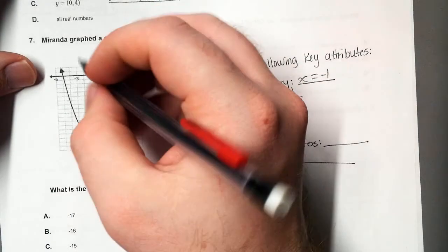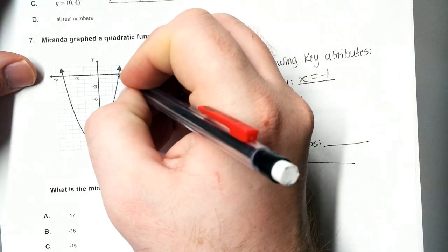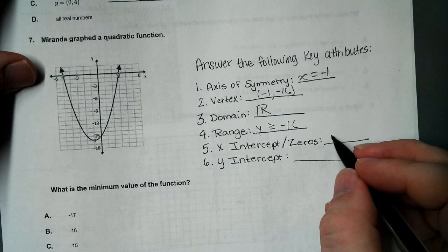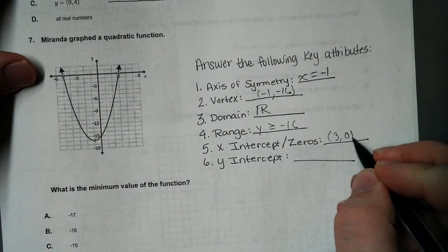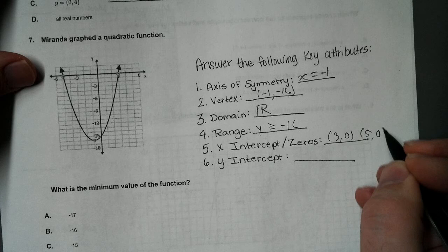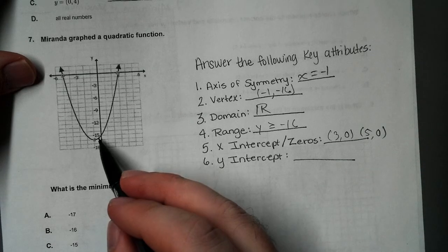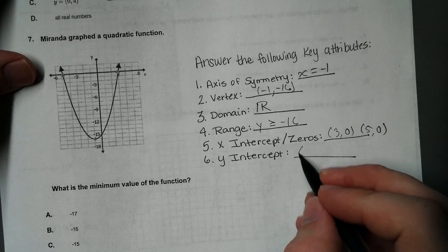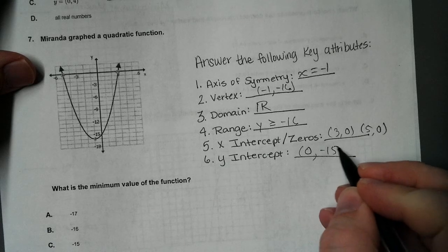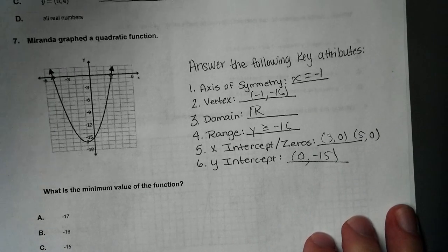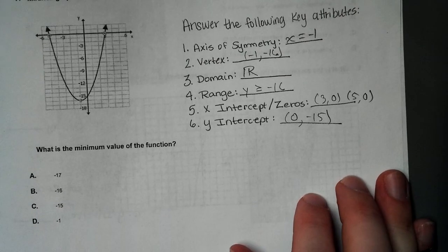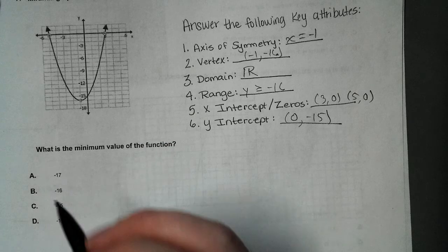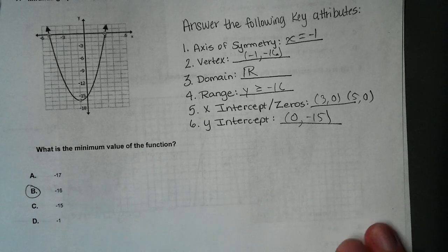X-intercepts. So this hits at 3, 0 and at 5, 0. And the y-intercept, where does it hit the y-axis? It's at 0, negative 15. Alright, what's the minimum value? Well, it's going to be the y value here as far down as it goes, so it's going to be B, negative 16.